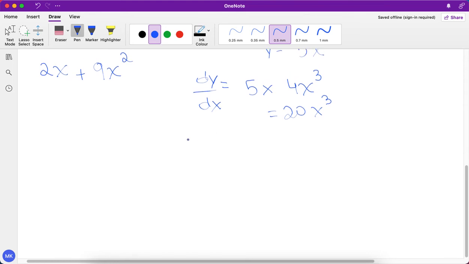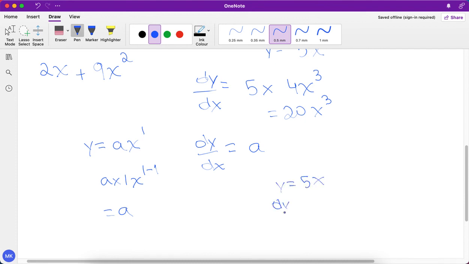Now another important rule is that, say you have y equals ax, dy by dx will be a. This is because ax can be written as x to the power of 1, and if you move the 1 to this side, it will be 1 into x to the power of 1 minus 1, and 1 minus 1 is 0, and we know anything to the power of 0 is 1, so it will be equal to a. So if you have anything like y equals 5x, then dy by dx will be 5.